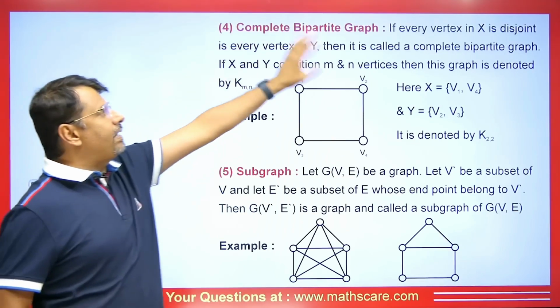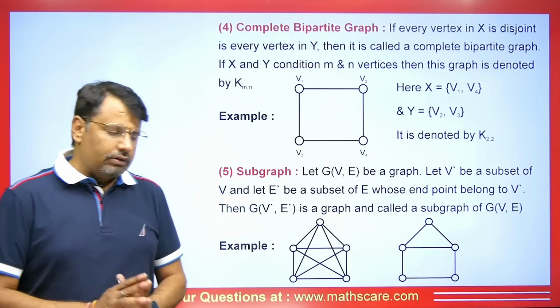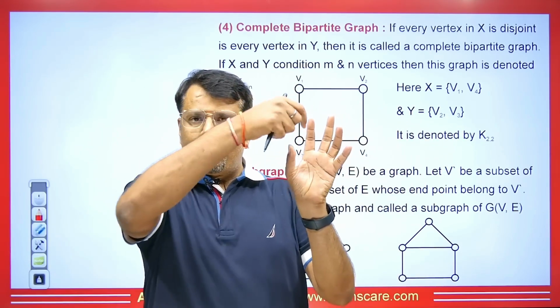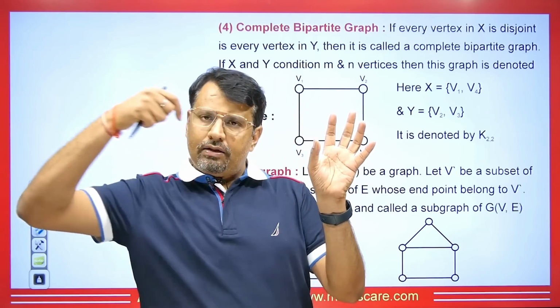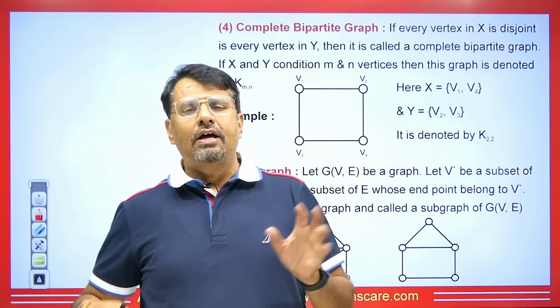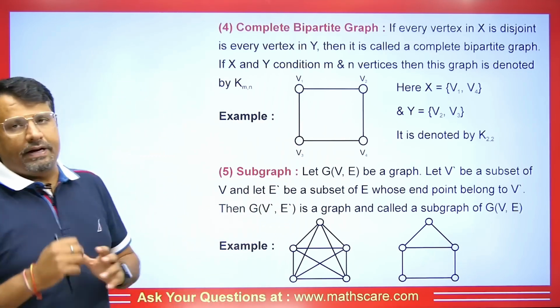Now we have the complete bipartite graph. What is a complete bipartite graph? The X and Y sets which we took: if every vertex in one set is connected by an edge to each and every vertex of the other set, then we have a complete bipartite graph, right?